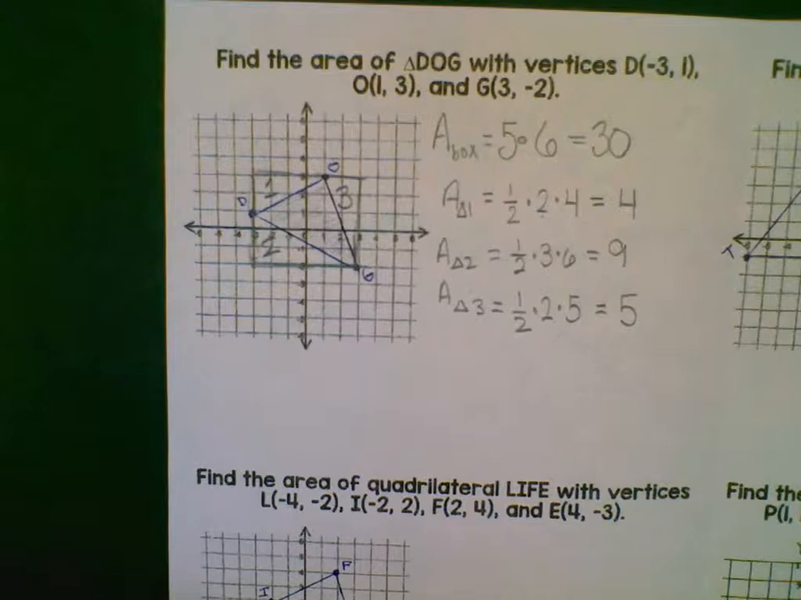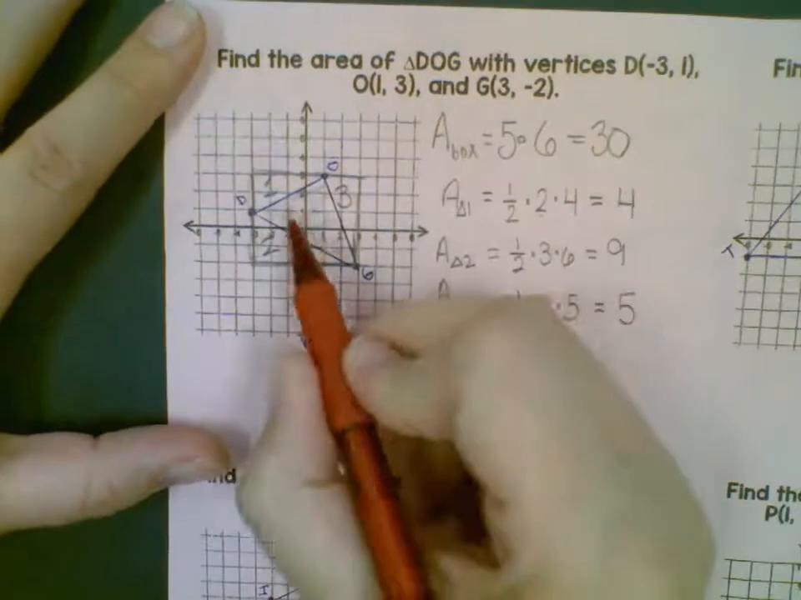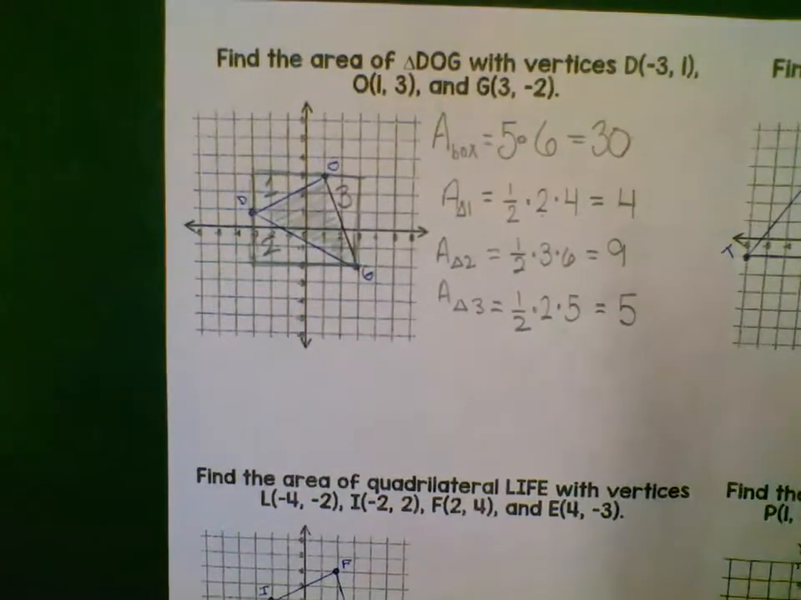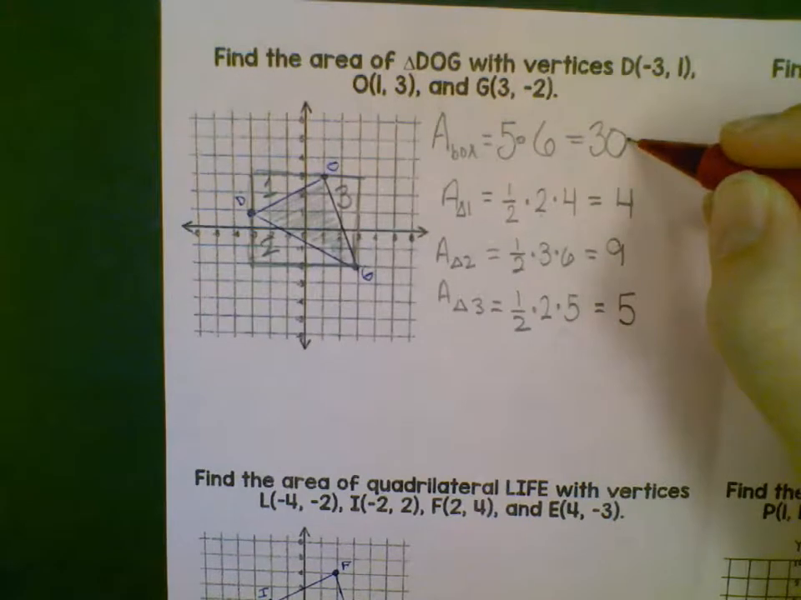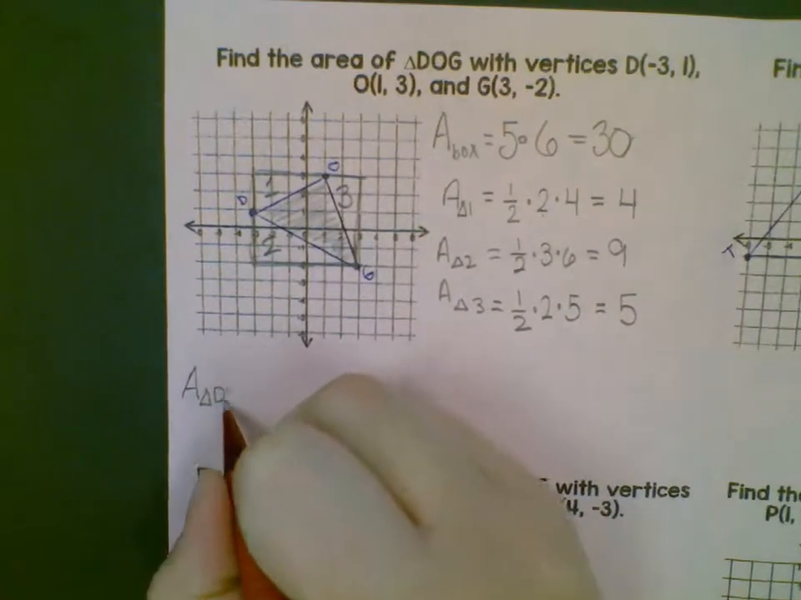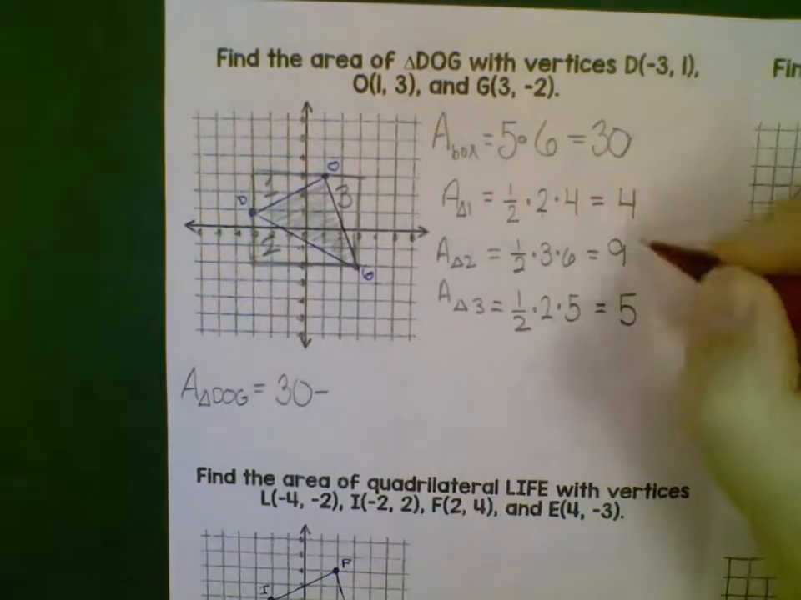Okay, so we found the area of the whole box. We found the area of those 3 triangles that are not included in the triangle that we want. So now we just subtract those areas from the area of the whole box. So the area of triangle DOG would equal 30 minus this.